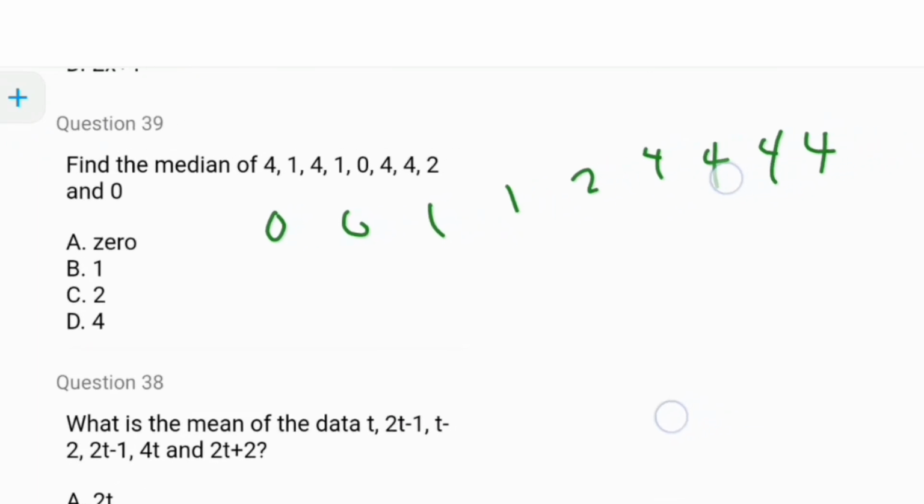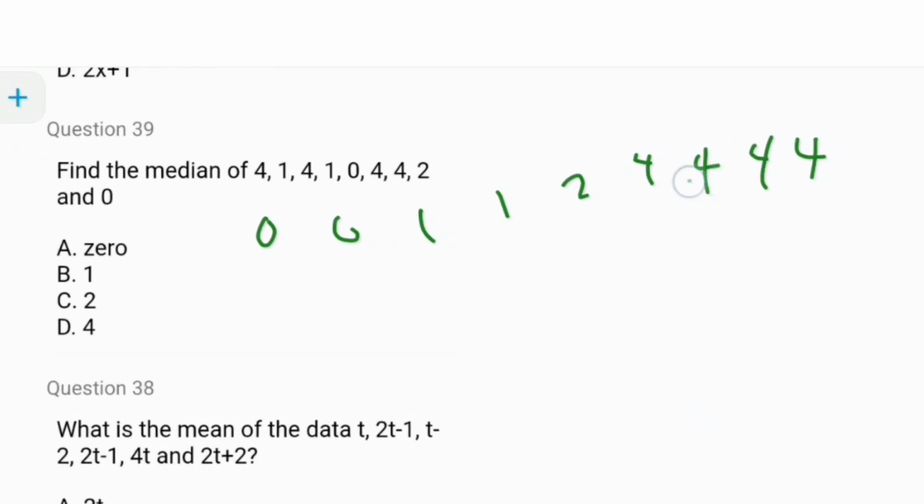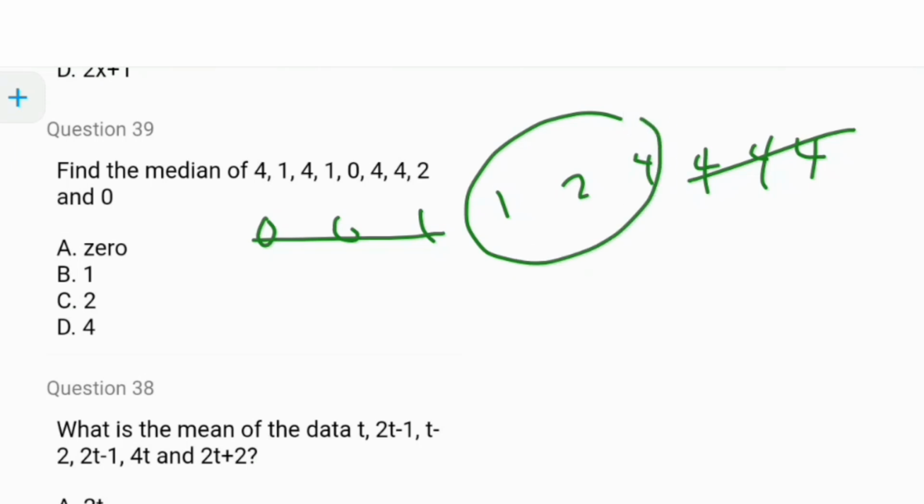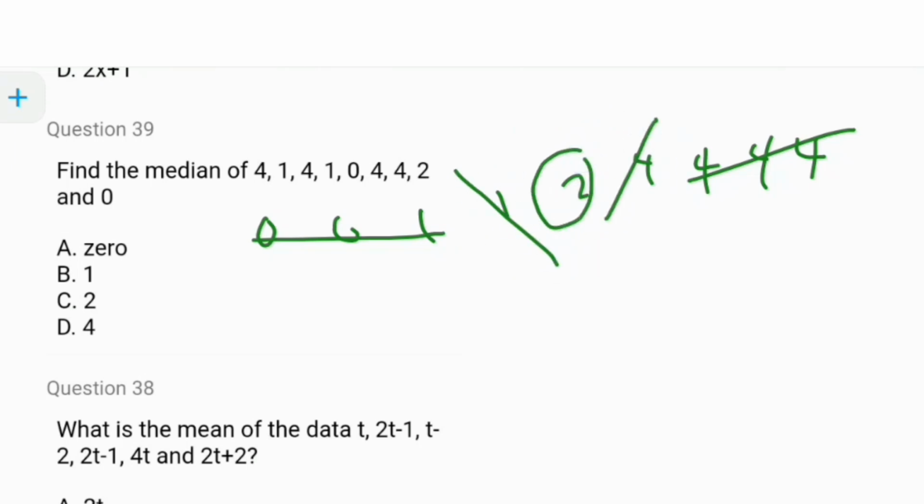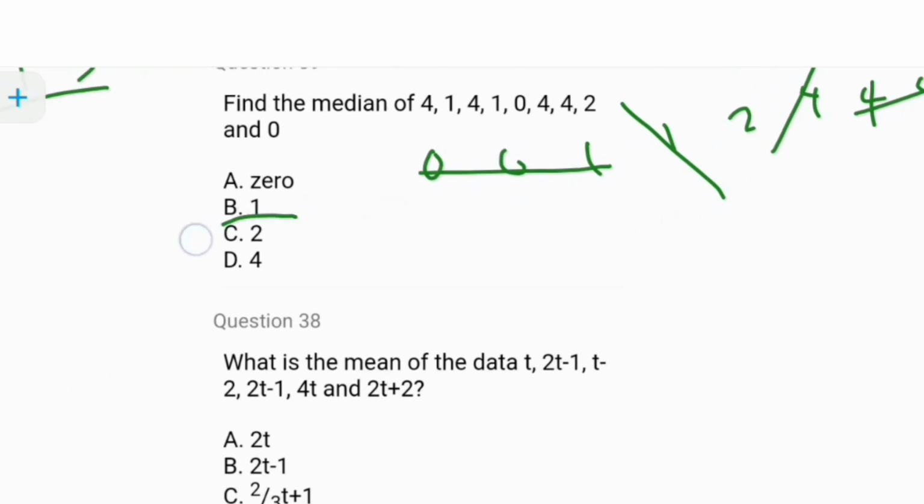So let's pick the one that will be in the middle. So if I cancel these 3 out, and I cancel these 3 out, I'm going to have this 3 in the middle. So I'll pick this 4 away and pick this 1 away. So I'm going to have only 2 in the middle. So that means the median is 2.